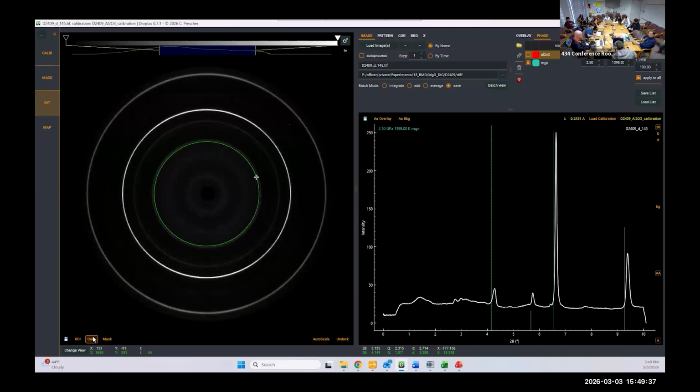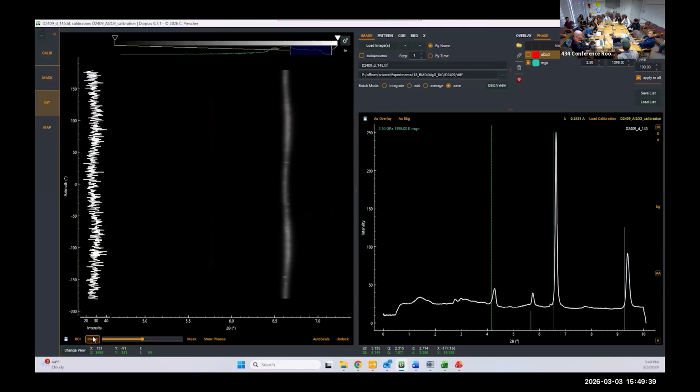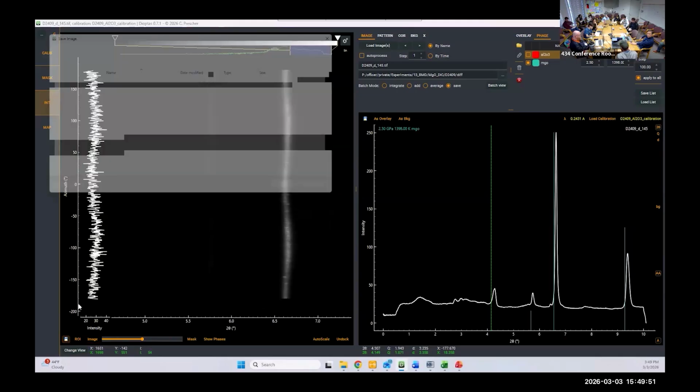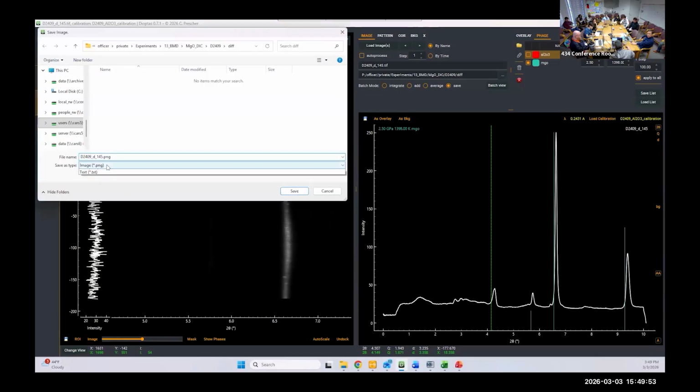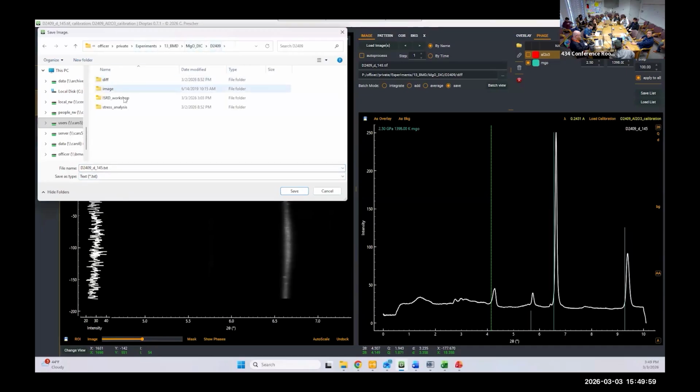So now we want to export our data. This is not a great way to export the data. It's very time consuming and kind of not great. But basically you go into the cake pattern and then you save it. And you want to save it as a text file. And this will all become apparent after.